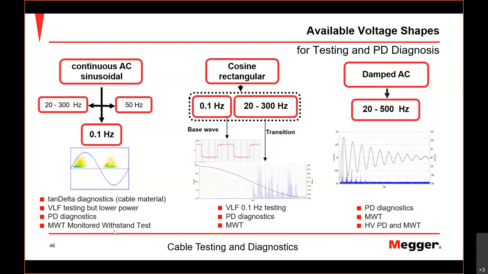MWT, monitored withstand test. That is something that I also want to mention in today's presentation. Monitored withstand test. It is a test, a voltage test, and we monitor that withstand test. We monitor that with either tan delta, looking at what is the tan delta doing during our test, or looking at the partial discharge during our test. And that's what I mentioned before. Our test should last 1 hour. On paper cables, 15 minutes to 30 minutes, and standards are slightly different, but in general, it's somewhere between 30 and 60 minutes.